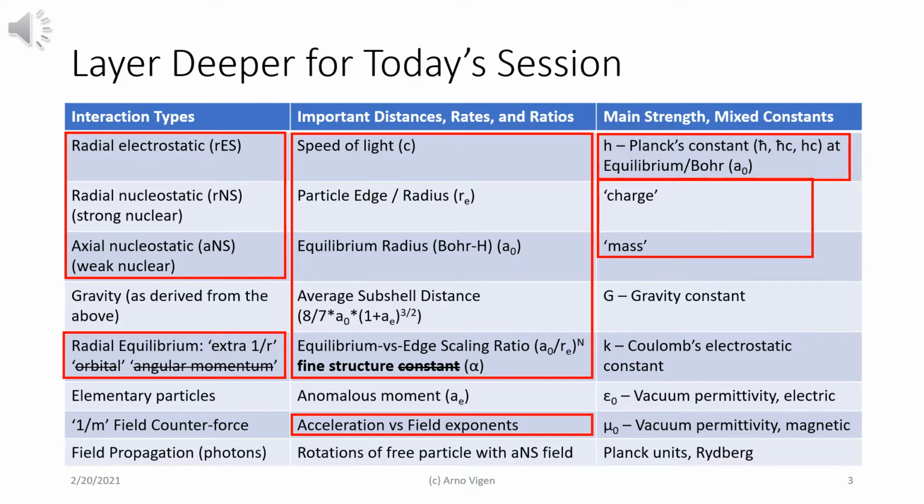Within the distance set of concepts, we will use the speed of light, the particle edge, the equilibrium radius of Bohr for hydrogen, then the further average settling position distance of larger atoms, and the scaling factor ratio of that equilibrium versus edge, previously called the fine structure constant. Finally, we will explore the strength and the related current mixed constant set of concepts: Planck's constant, of course, electrostatic charge, and mass, the most difficult concept in subatomic physics.